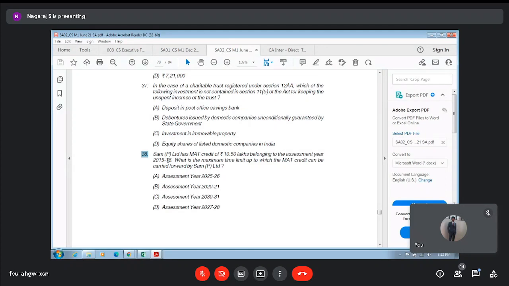According to this, 31-32 will come. According to this, 30-31. You can take this one also, no problem at all, because they have not given the current assessment year. There is no harm in taking this one also. 30-31, what is the answer? Answer is C.